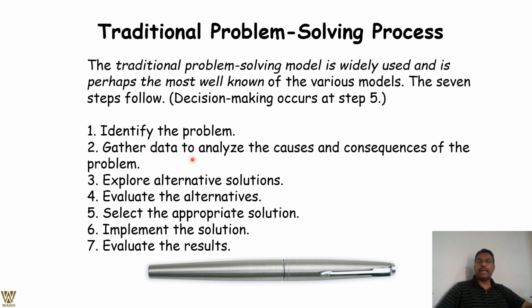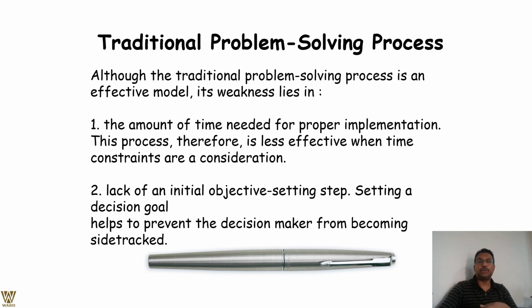We are trying to gather data to analyze the causes and consequences of the problem, explore alternative solutions, evaluate the alternatives, select the appropriate solution, implement the solution, and evaluate the solution. Remember, these are the seven steps that go around here: identify the problem, gather data to analyze, explore alternative solutions, evaluate alternatives, select the appropriate solution, implement the solution, and evaluate the result.